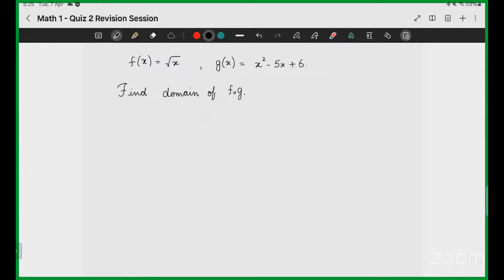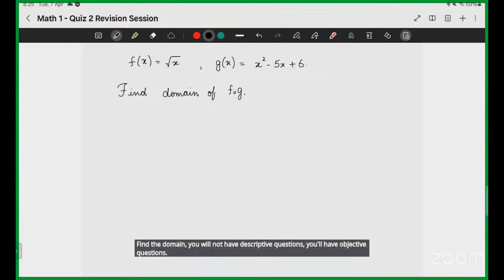Sir, will we get such questions in the quiz? Like, is there a chance? Find the domain. You'll not have descriptive questions. You'll have objective questions. Okay, this is possible.